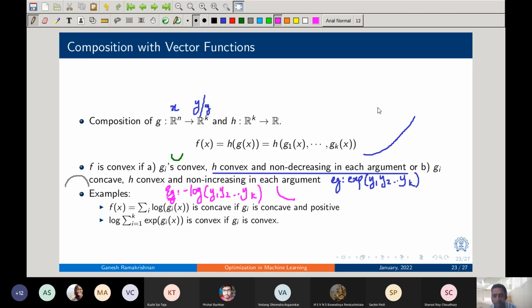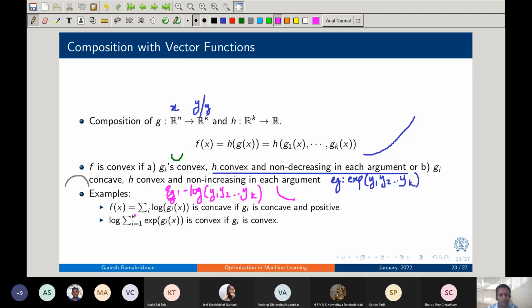Yes or no? Could you chat and give your vote? Put your thumbs up, whatever, or thumbs down if you don't agree. Your participation is vital here. Or if you think there's another function we should be considering as an example of convex and non-increasing in each argument, please do share. Okay, so I'm not hearing any positive or negative comments. I'll assume this is fine.